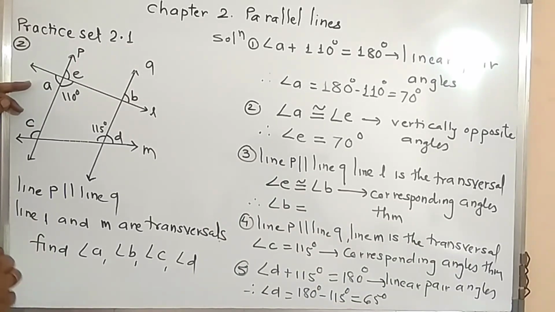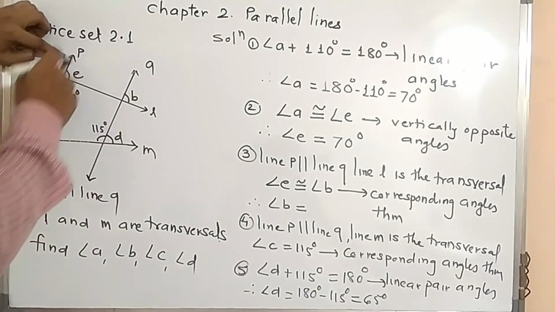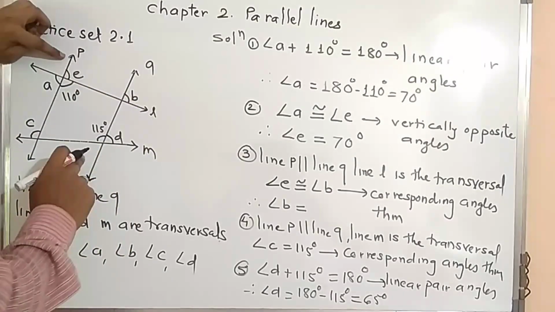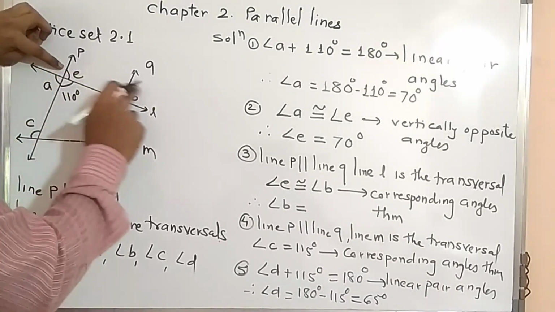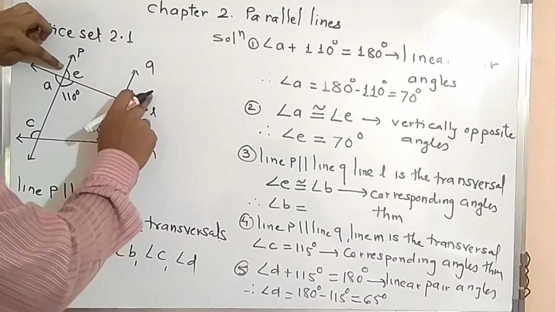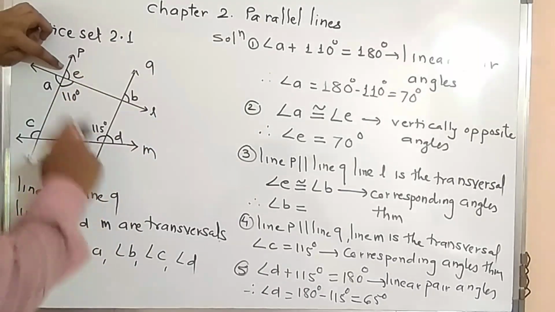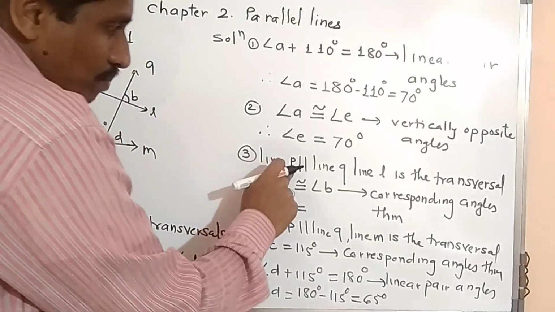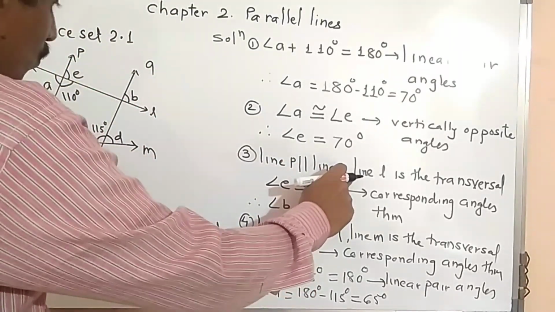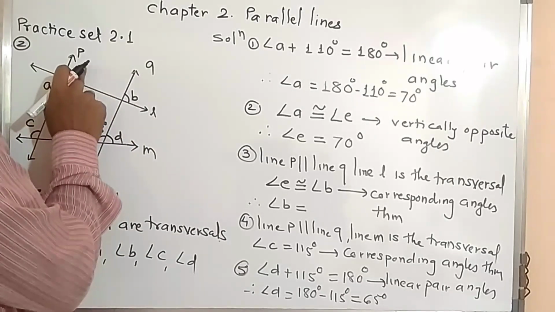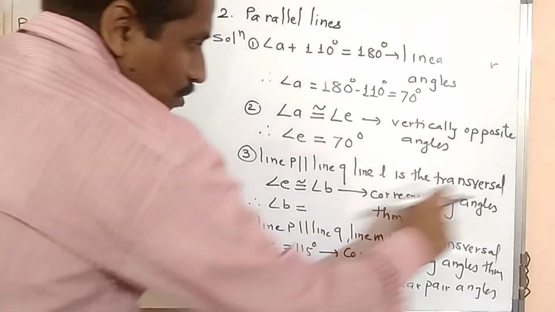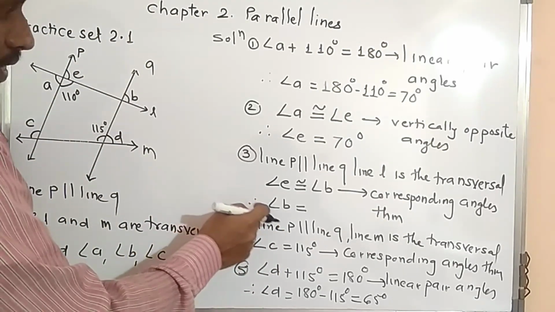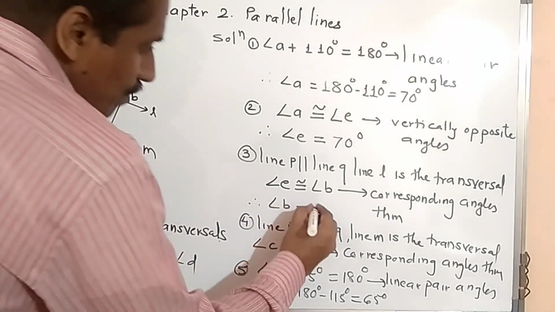Next one. Line P is parallel to line Q and line L is the transversal. So this angle E and angle B are corresponding angles, and we know that if lines are parallel, corresponding angles are congruent. Therefore, third statement, line P parallel to line Q, line L is the transversal, E and B are congruent, corresponding angles theorem, and therefore angle B is equal to 70 degrees.